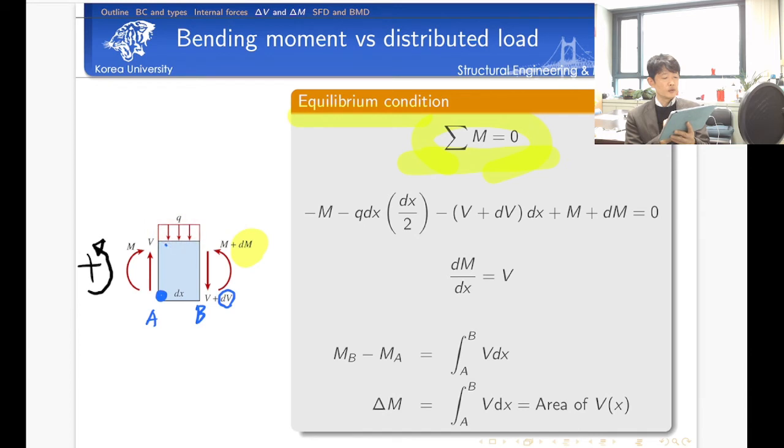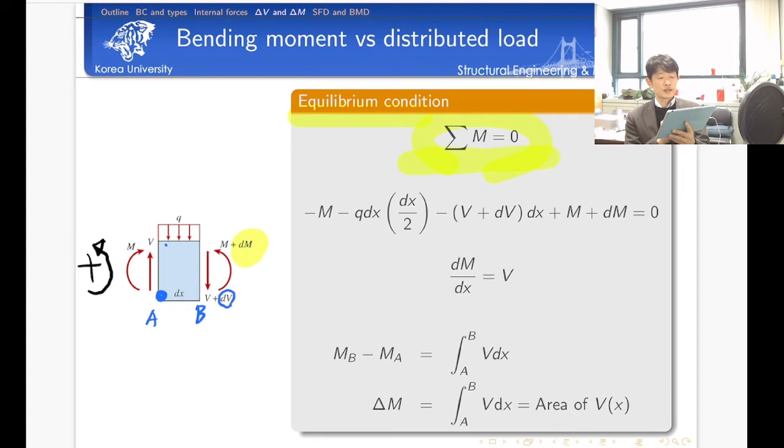And then the force is what? The q is force per distance. That's why to change it to force, it becomes q dx. And then the distance for the calculation of moment is what? Half of dx, assuming the distribution of q(x) is uniform in this dx. Okay? And make sure that we consider dx to be pretty small.